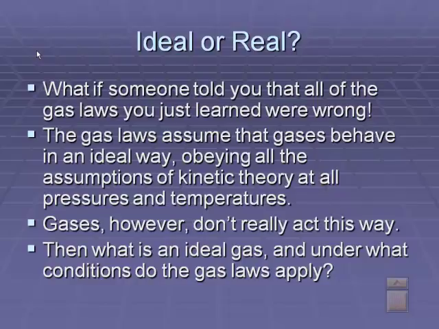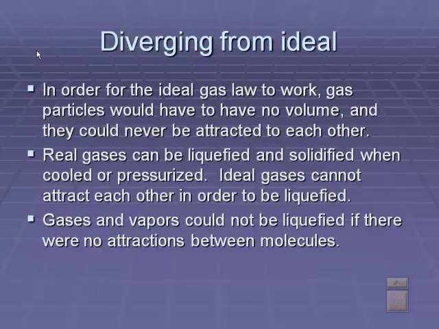When gases are attracted to one another, that means that when you drop the temperature, at some point they're going to have to get closer together. When you drop temperature, they condense, right? There has to be some amount of attraction so that they can actually turn themselves into a liquid. It says, then, what is an ideal gas, and under what conditions do the gas laws apply? In order for the ideal gas law to work, gas particles would have to have no volume, which we talked about, and they could never be attracted towards one another.